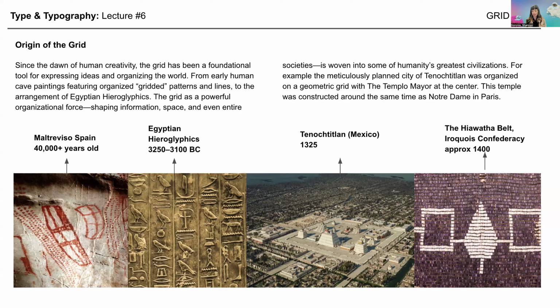What we see at the center here, this is Templo Mayor. So when you see the Notre Dame in Paris and you are impressed by that level of architecture, know that it also existed here in what is now Mexico City. These are extremely sophisticated architectural buildings. And then onto the Hiawatha Belt. This is an artifact from the Iroquois Confederacy, approximately 1400. And again, you can see a grid pattern throughout the design.